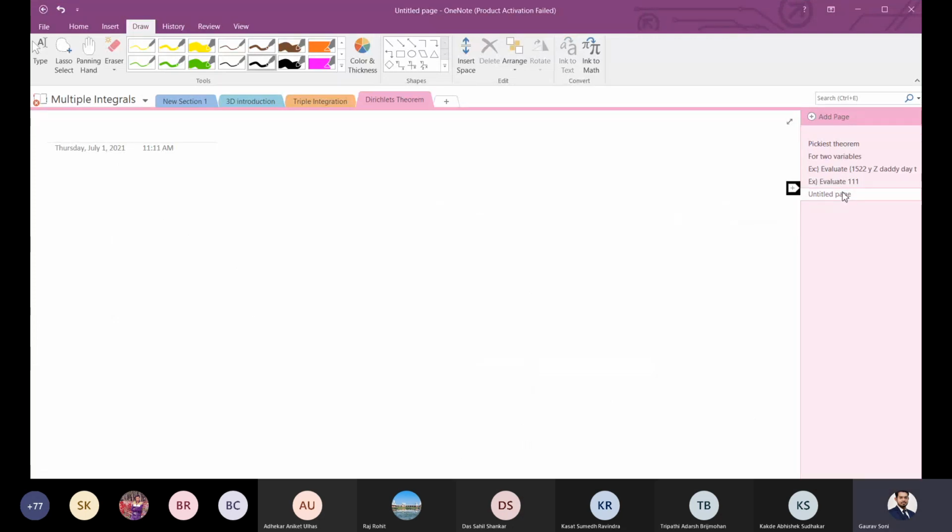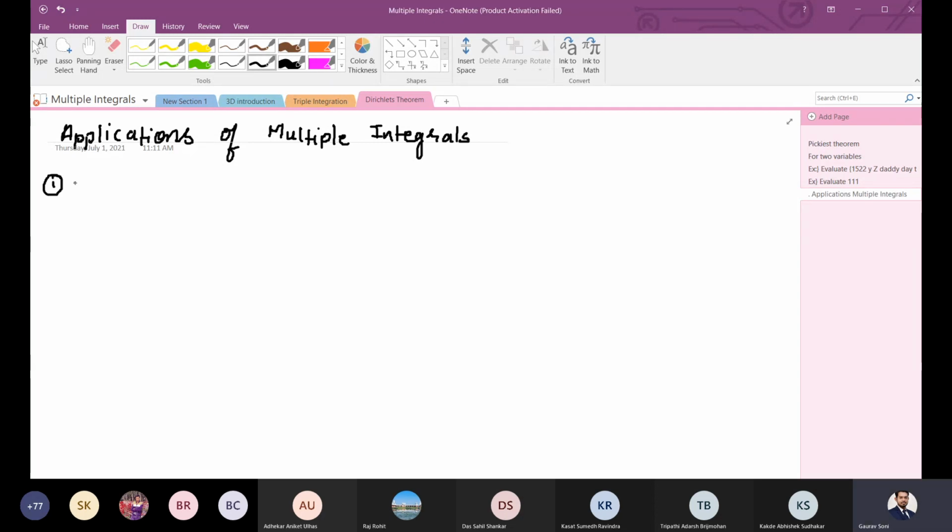So the next thing we need to see is the applications of multiple integrals. The first application is area. We can find the area of different regions using the double integral.